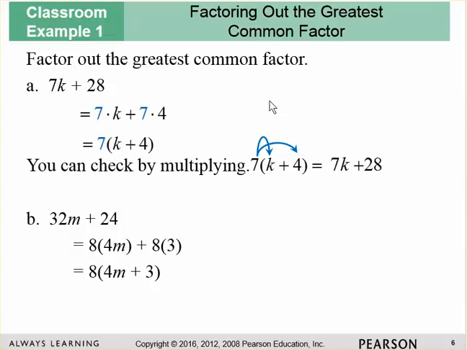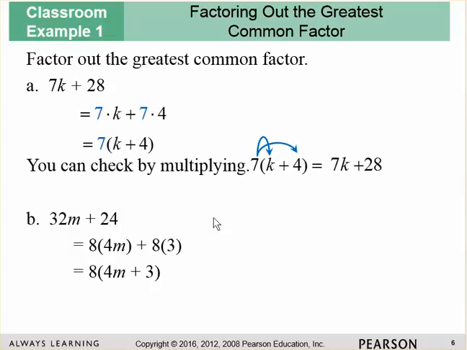So here, look at example A. I've got 7k plus 28. 7 is a prime number, and the k only exists in that first term. So let's zero in on the second term, 28. 28 is not a prime. It's 4 times 7. So there you have a 7 in each of those. So if we bring out the 7, we have 7 times k plus 7 times 4, and we're going to factor out that common 7, and what's going to remain is the k plus 4. And you can check by multiplying.